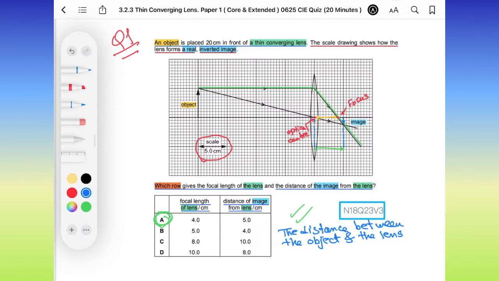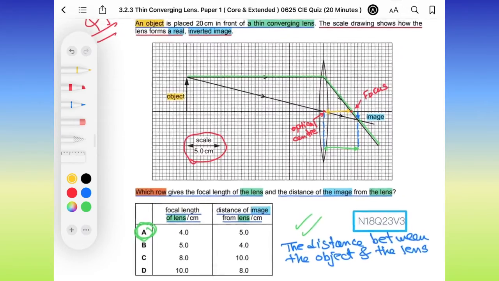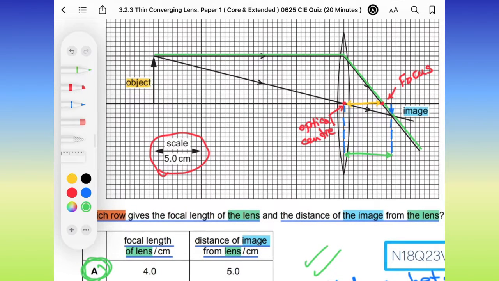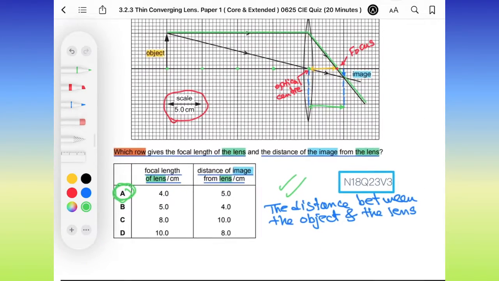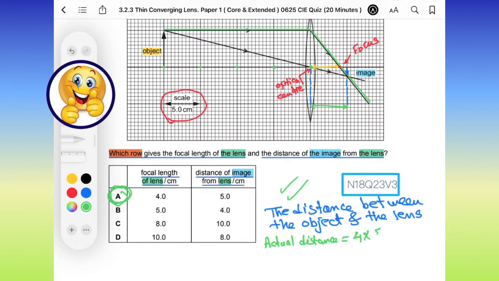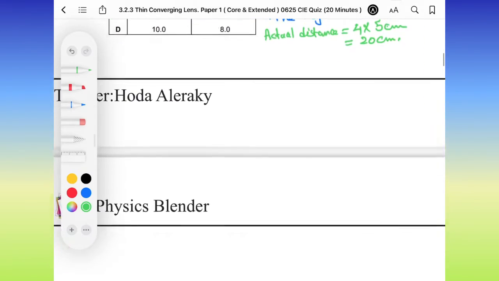The distance between the object and the lens, how many squares do we have here? If you count the squares, you have 1, 2, 3 to the center here, 4 complete squares. But you have a scale, so the actual distance here will be 4 times 5 centimeters, so it's 20 centimeters. Is it clear? Okay, back to question 2.